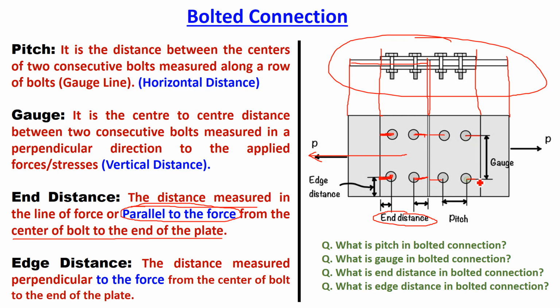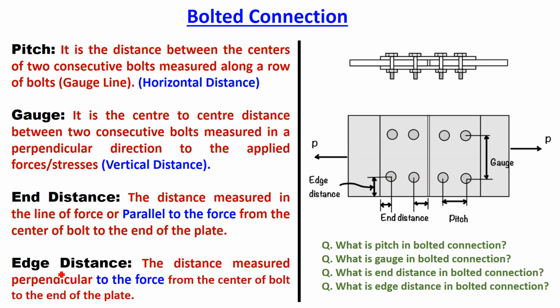This is all end distance: the horizontal distance between the center of the bolt and the end of the plate, which is parallel to the force. Now edge distance is the distance between the end of the plate and the center of the bolt, but measured perpendicular to the force. Perpendicular to the force means if the force is horizontal, perpendicular means vertical distance. So the vertical distance between the center of the bolt and the end of the plate is called edge distance, right?